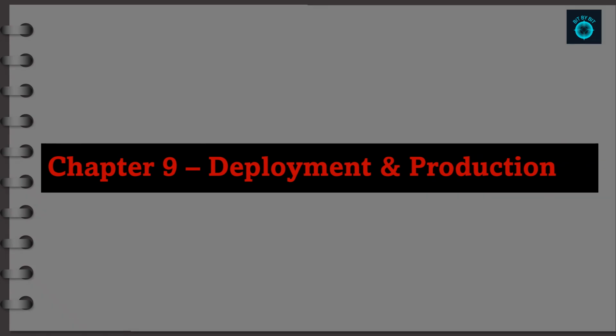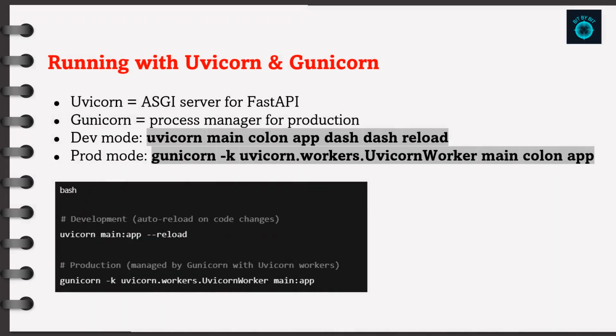Chapter 9: Deployment and Production. Running with Uvicorn and Gunicorn. So far, we have been running FastAPI with Uvicorn in development mode. Uvicorn is a high-performance ASGI server designed for async Python frameworks like FastAPI. ASGI stands for Asynchronous Server Gateway Interface, and it is the standard way for modern Python web apps to communicate with servers.